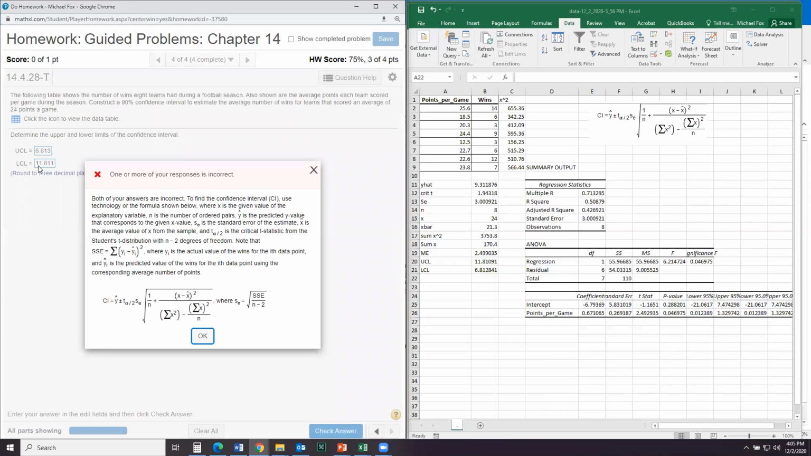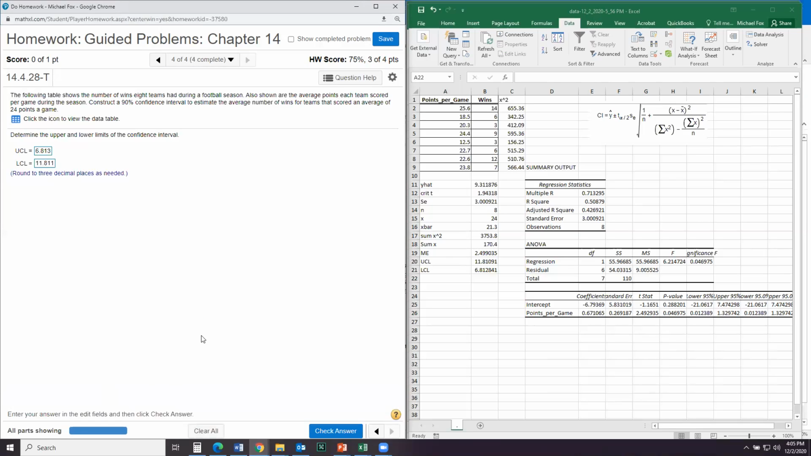And now, what did I do wrong? It says both of my answers are incorrect. All right, let's see if I can figure out my mistake, and maybe you can learn from my mistakes. Oh, you know why? Because I put the lower one in the upper one and the upper one in the lower one. That was dumb. Is that right? All right, fantastic.